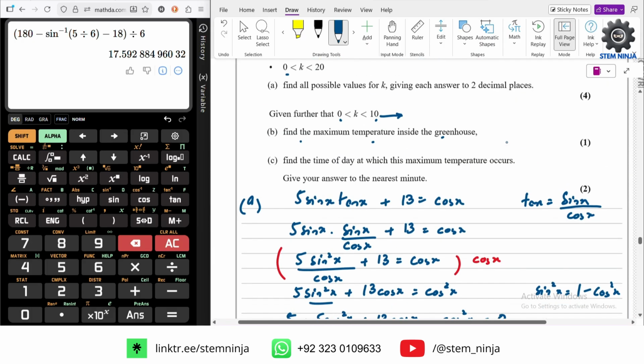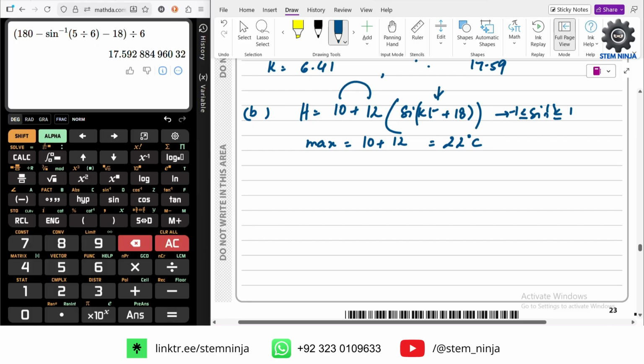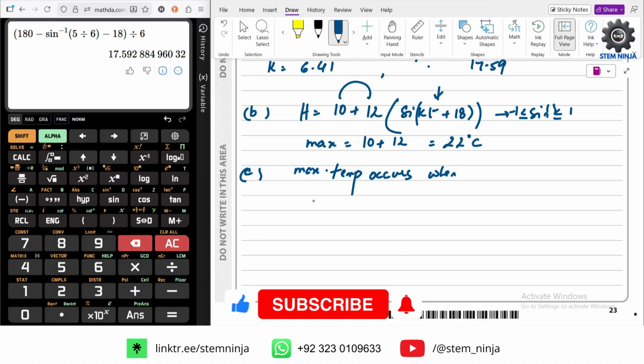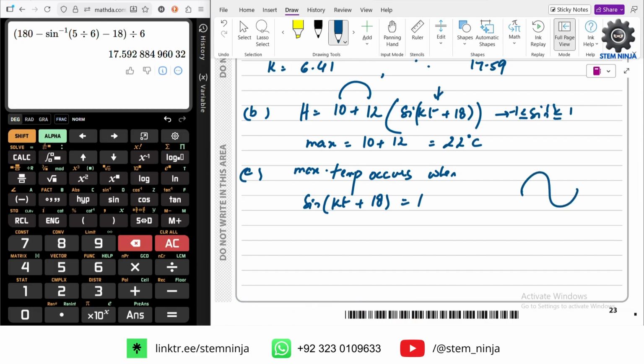Now find the time of the day at which this maximum temperature occurs. Give your answer to the nearest minute. So maximum temperature occurs when sine of (kt plus 18) is equal to 1. So sine function becomes 1 at 90 degrees, right? So kt plus 18 is equal to 90 degrees.